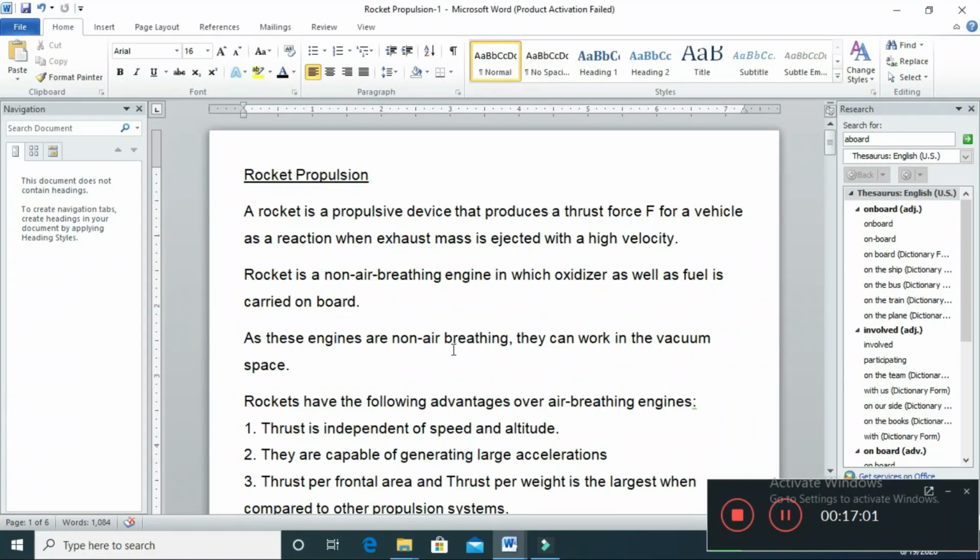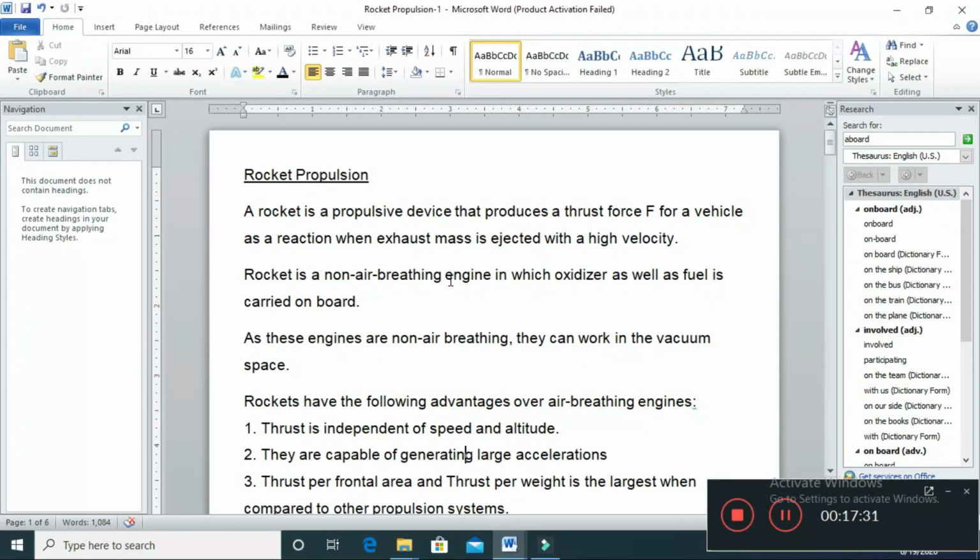Now our next topic is rocket propulsion. Previously we have considered the gas turbine engines: turbojet, turbofan, turboprop. These are basically air breathing engines. Rocket is a non-air breathing engine. It does not require the surrounding air for the combustion process and for generating the thrust.